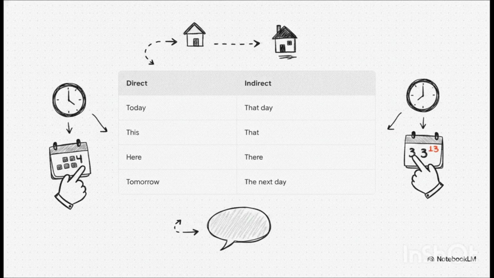So, to reflect that the conversation is no longer happening in the present moment, today becomes that day. This shifts to that. Here moves to there. And tomorrow becomes the next day. It's all about adjusting the perspective of the timeline so the story makes sense.